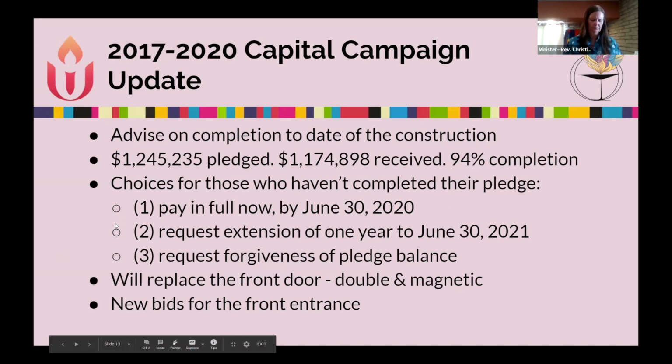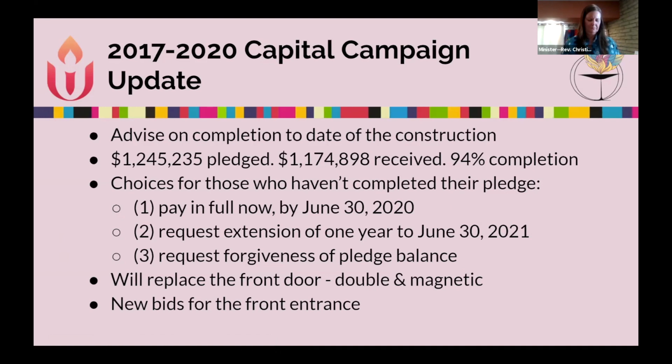There are some choices for those who haven't completed their pledging, because with all the changeover of administration, not everybody was really aware of where they were in the process. And so we still want to give people an opportunity, if they'd like to complete those pledges, to do that. So you have 3 opportunities here. You can pay now in full by June 30th of 2020 and complete now.